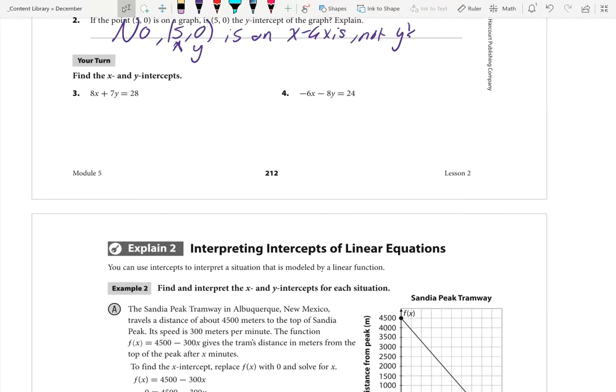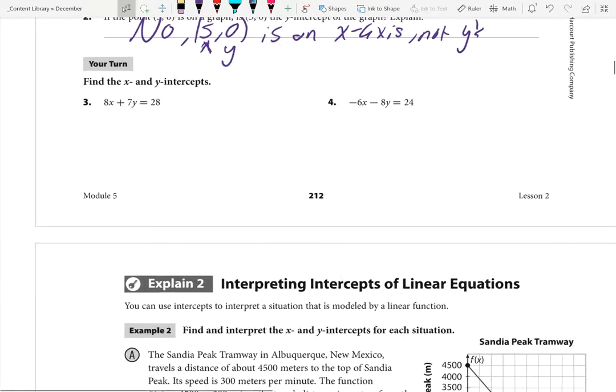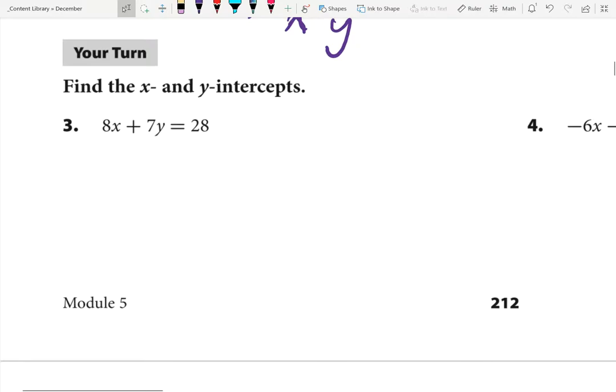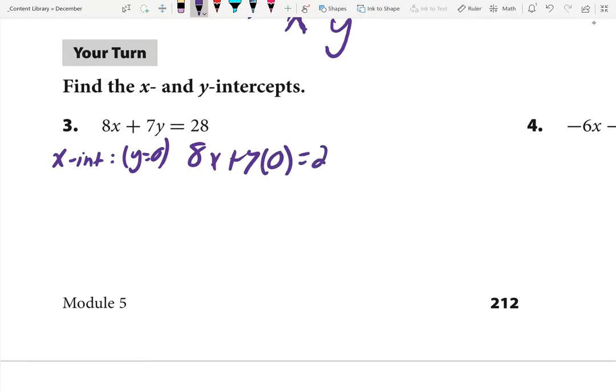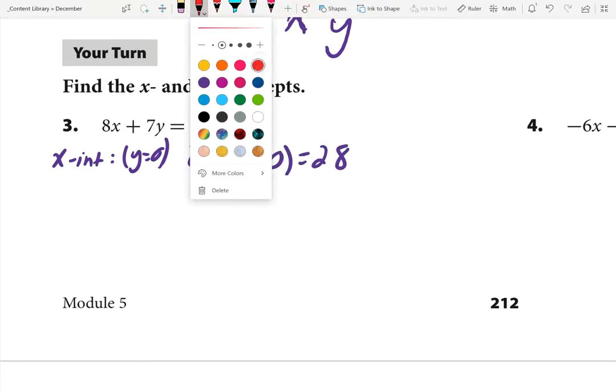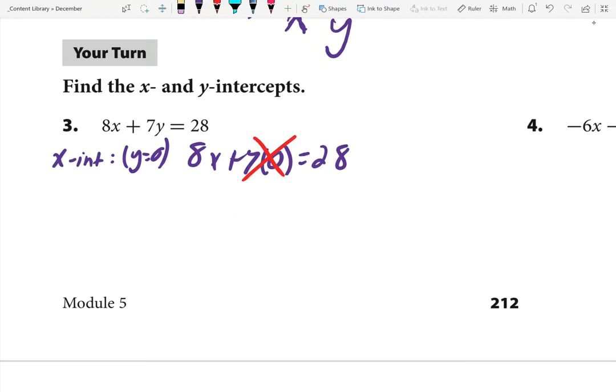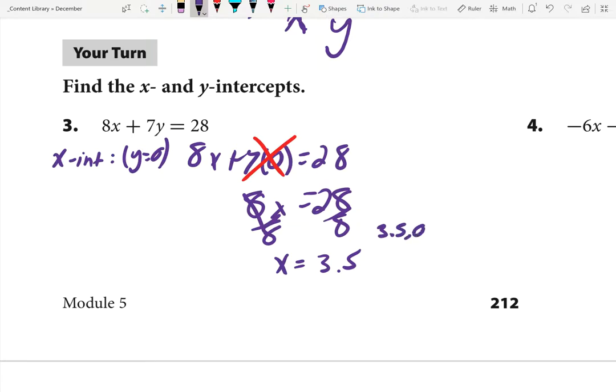Okay, so for these examples, let's try a few on our own. Let me zoom in a little bit so we can see it better. If we want to find the x-intercept, that means we're going to plug in y as 0. So we're going to have our equation, 8x plus 7 times 0 equal to 28. Now 7 times 0 is 0, so that cancels out, and we're just left with 8x is equal to 28. Divide by 8, and we end up with x equals 3.5. So we know the x-intercept is (3.5, 0).